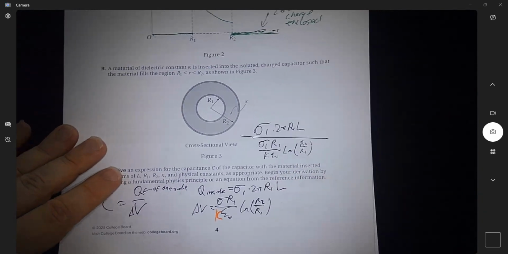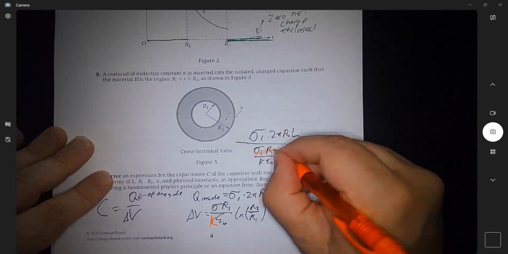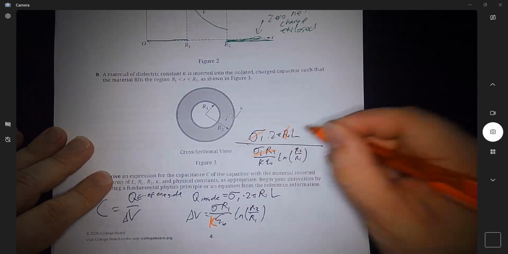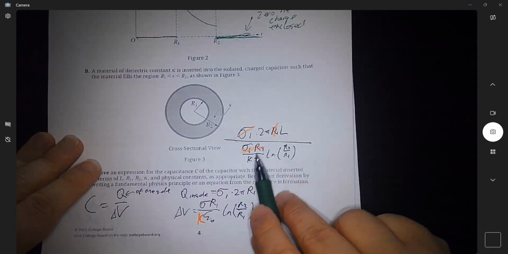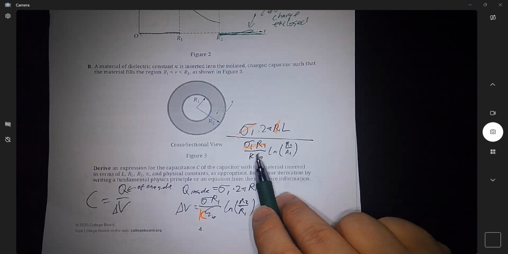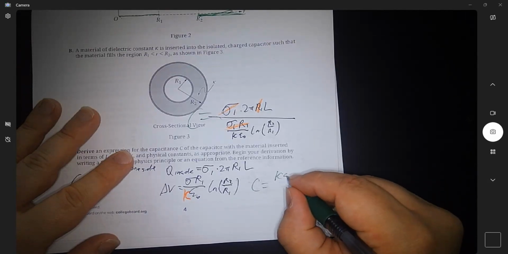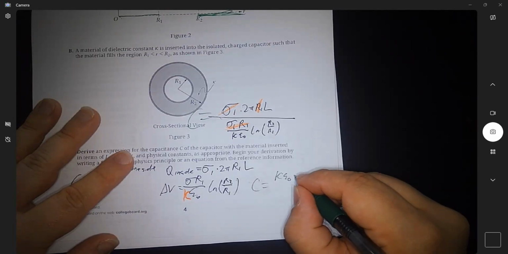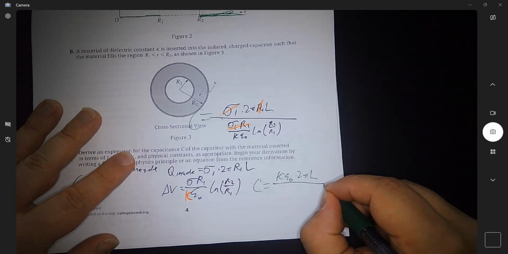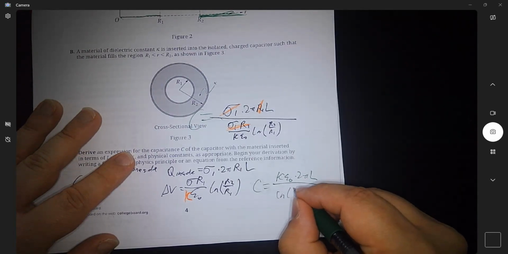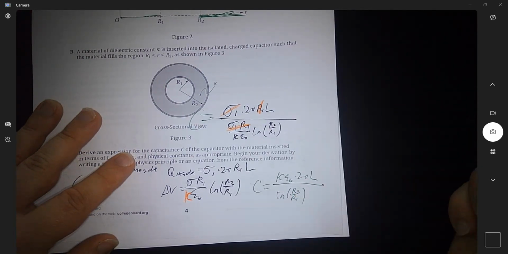Okay, now these two things in the denominator are going to cancel these two things in the numerator. And then the kappa epsilon naught is the denominator's denominator. So this will become kappa epsilon naught times 2 pi L, and then the natural log of R2 over R1 is going to be in the denominator. All right, that's my best guess.